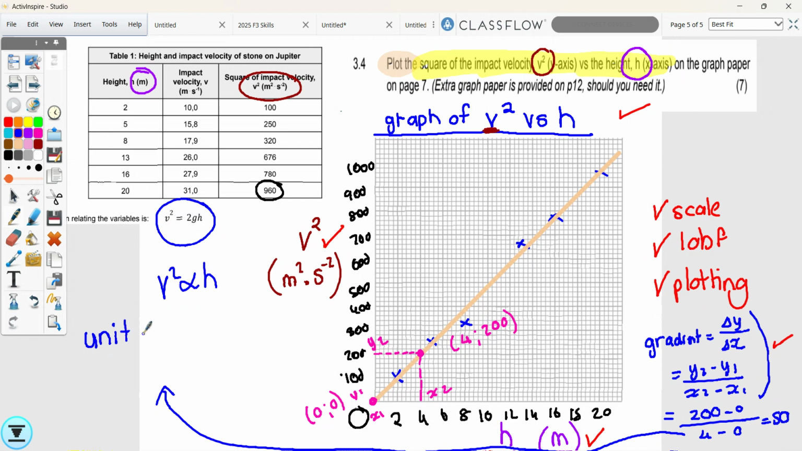Guys, if you want to get the unit, remember the unit is the unit on the y-axis over the unit on the x-axis. The unit on the y-axis is meters squared per second squared. The unit on the x-axis is meters. You can legit just leave it like that. You don't have to simplify. If you really want to, you can cancel one of these meters with one of those, and you get meters per second to the minus 2. Happy? Okay.